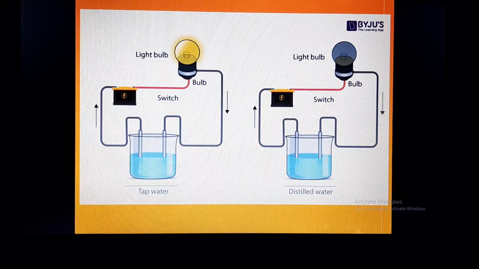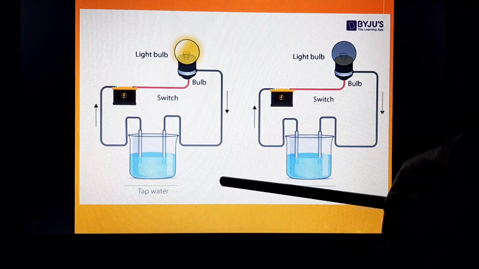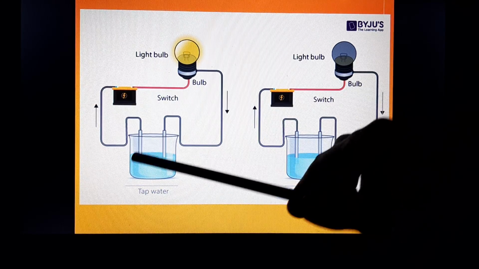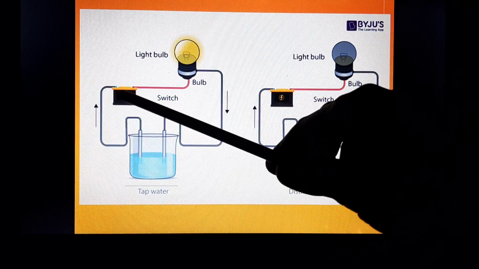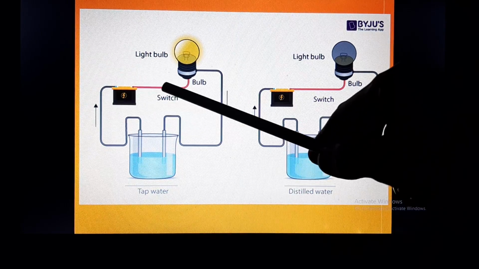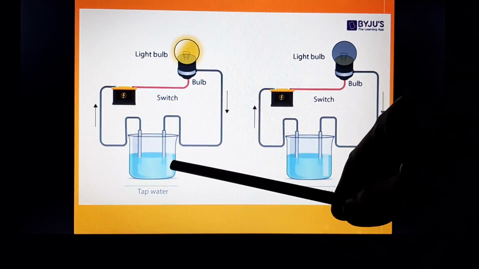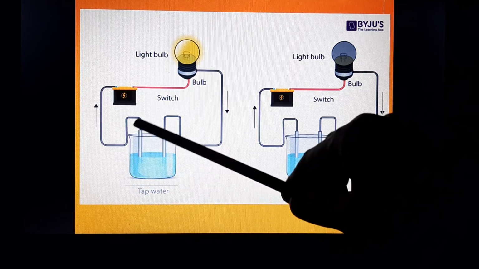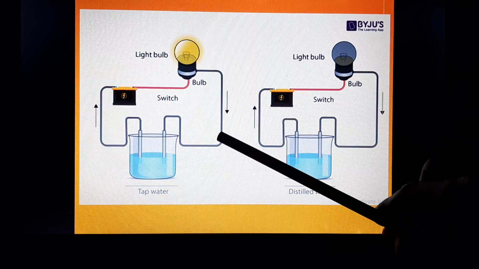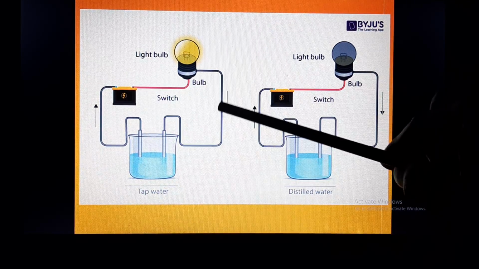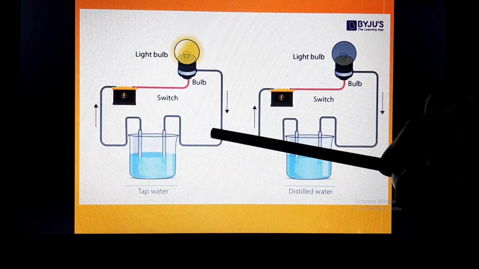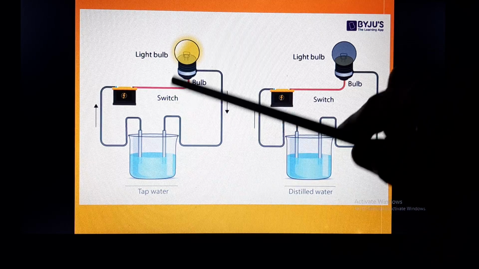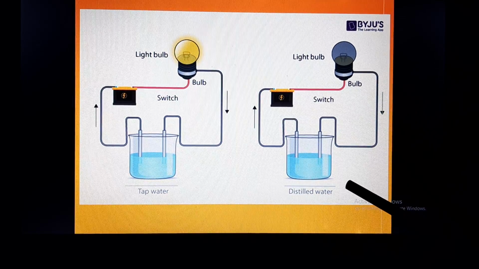Here you can see this is the circuit diagram including tap water. This is a circuit diagram including distilled water. What is happening? There are two electrodes. Now this is the battery. So charge is flowing, current is flowing, and then it is coming to this electrode. If this water is conducting, then only the electricity will flow to the other electrode and the circuit will be closed and the current will conduct. In the case of tap water, you can see the circuit is closed, the current flows and the bulb is glowing. But in the case of distilled water, what is happening?